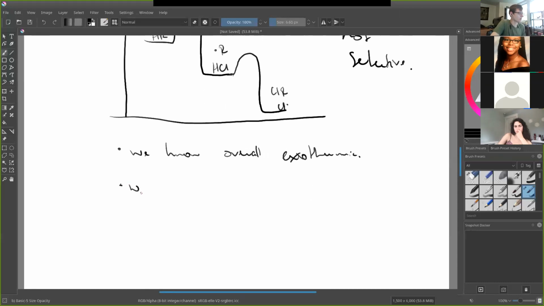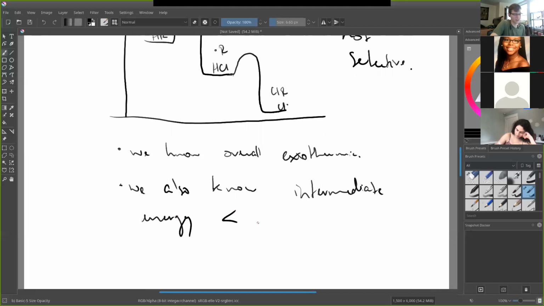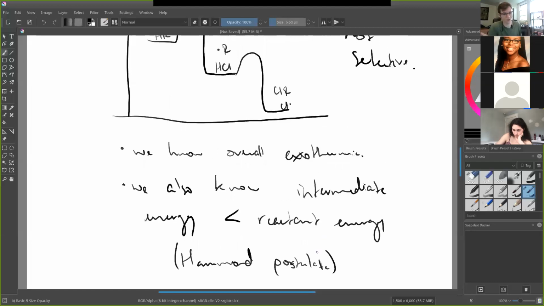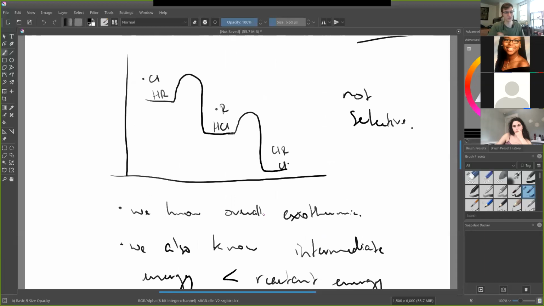And we also know that the intermediate energy is less than the starting energy, or the reactant energy. This comes from the Hammond postulate. Because we said that this was a non-selective reaction, so it doesn't care where it's going. It just cares about what you start with. So what you start with has to be closer to the transition state. That means we know that we go down in this first part.